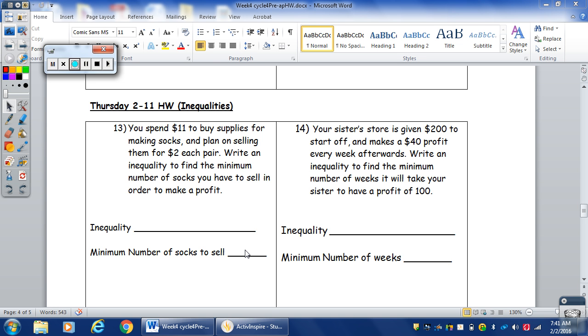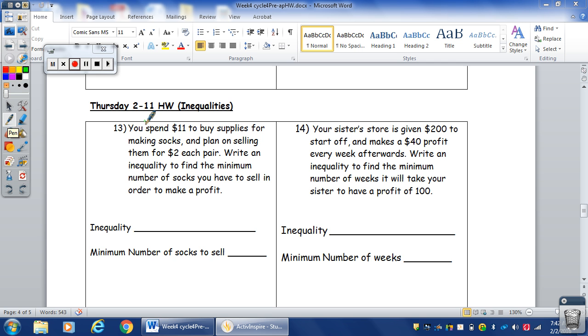Look at problem number 13. It says you spend $11 to buy supplies for making socks, and you plan on selling them for $2 each pair. It says write an inequality to find the minimum number of socks you have to sell in order to make a profit. So it says that you spend $11.